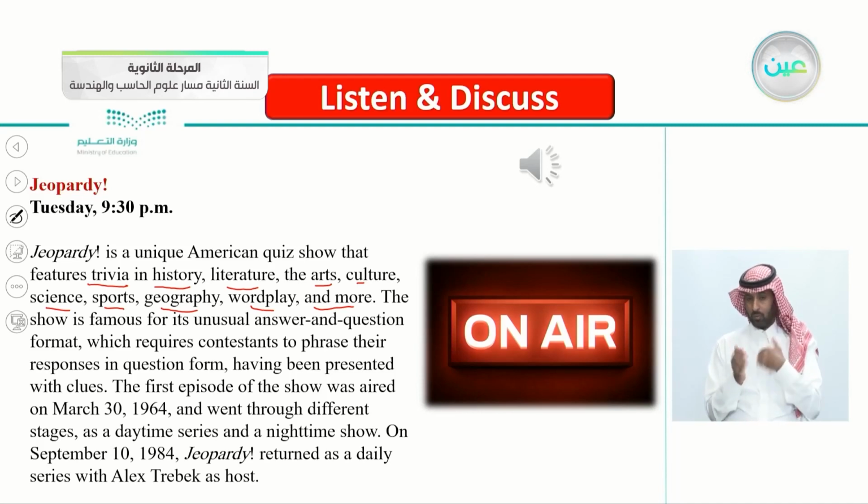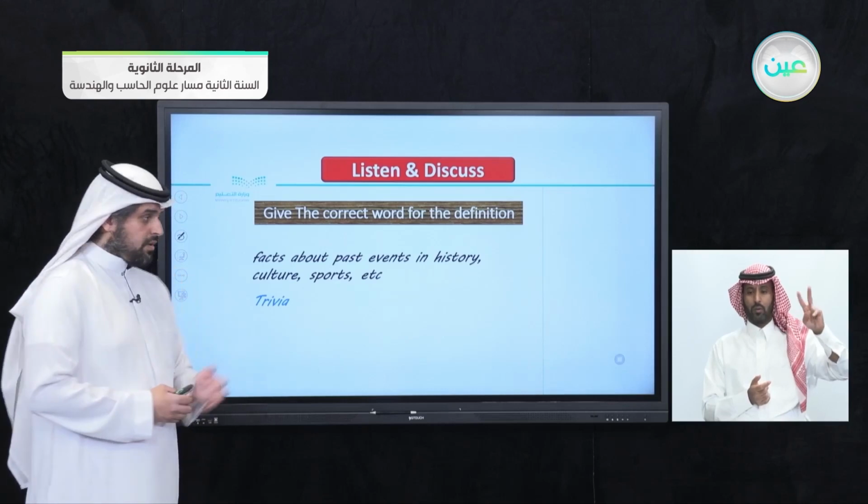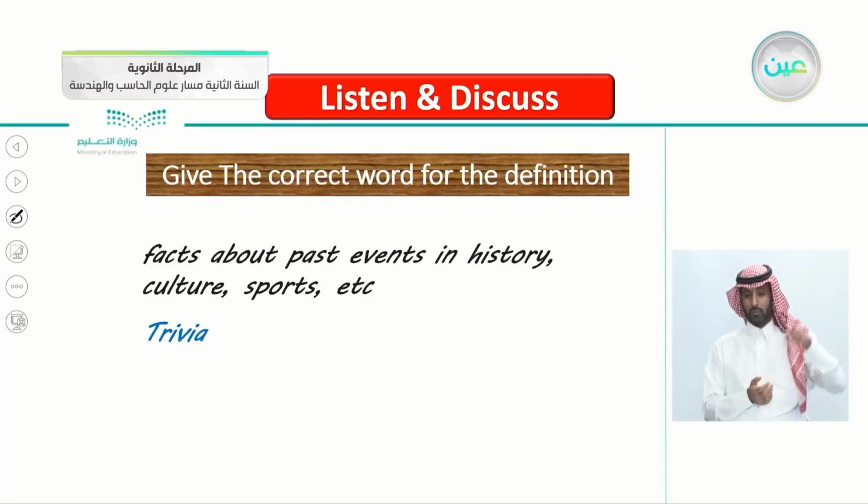Let's jump to the other one, but before that, let's answer this question here. Facts about past events in history, culture, sports, etc. Give the correct word for this definition. This is a definition. Give the correct word, the term for this definition. Facts about past events in history, culture, sports, etc. So which term in the article represents this definition? Let's see the answer here together. It's the word trivia, because I told you to pay attention to this word. So trivia means facts about past events in history, culture, sports, etc.